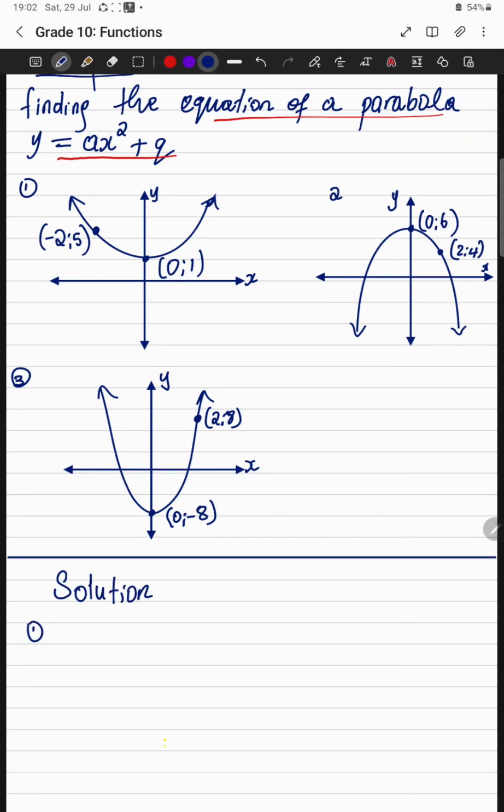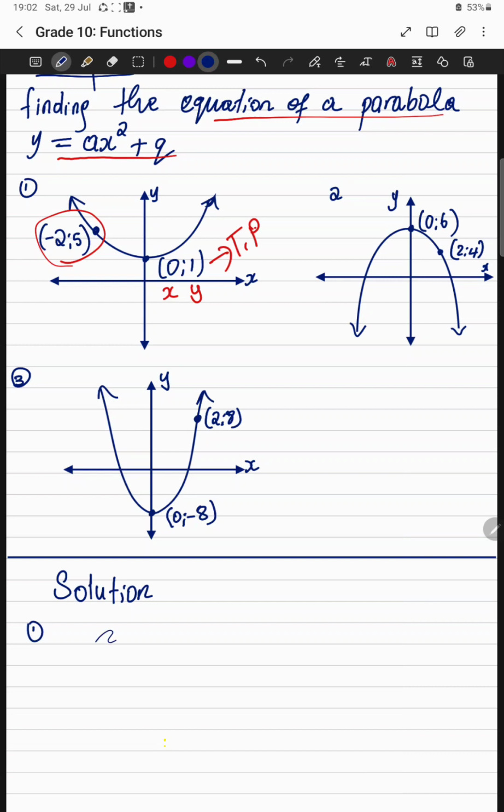Now in the first graph here, we've got two points. We've got this one, (-2, 5). So this is the point on the graph, and then on the other side we've got (0, 1). So that (0, 1) represents the turning point, and 0 is the x value of the turning point, while 1 is the y value of the turning point.